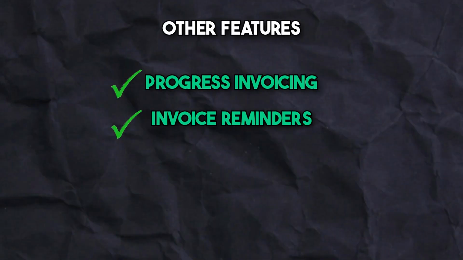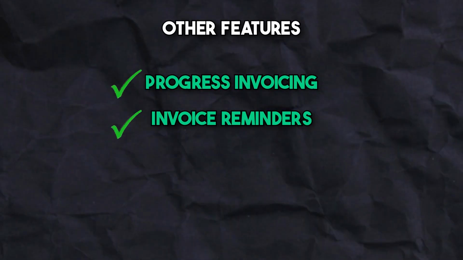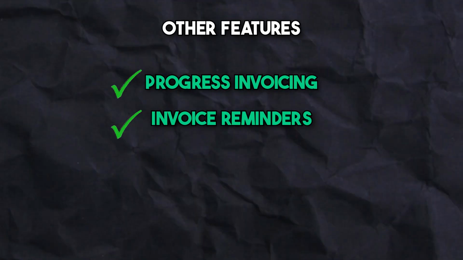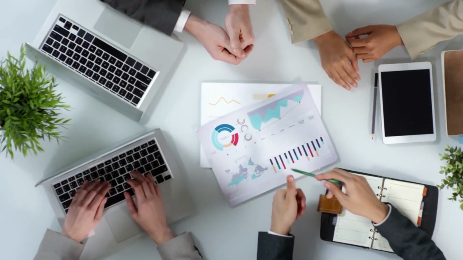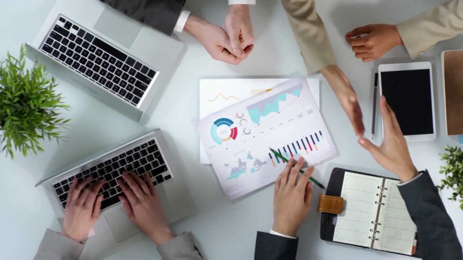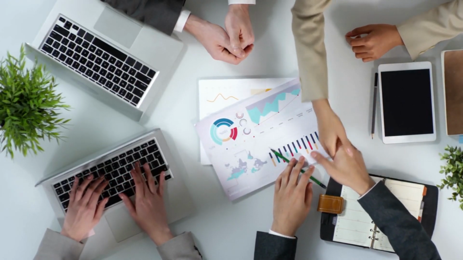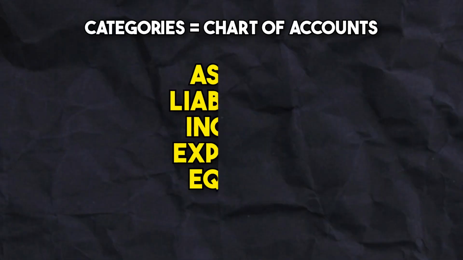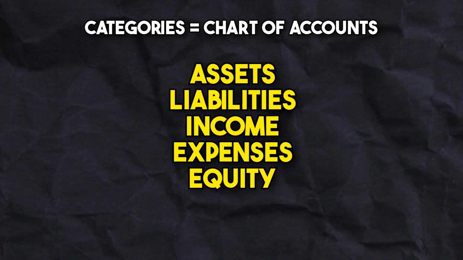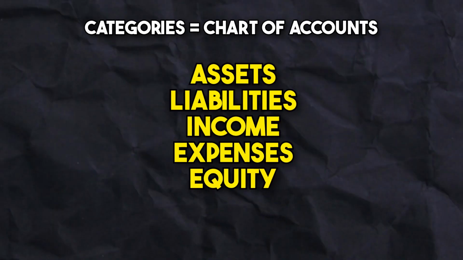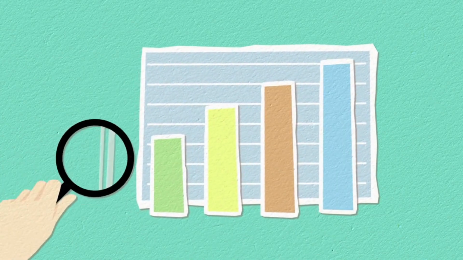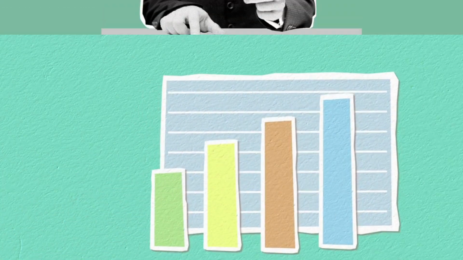Other features such as progress invoicing and invoice reminders are typically not used by Shopify owners and don't need to be optimized. Once these features have been optimized, we can now start creating categories or chart of accounts specific to your Shopify business. These include the assets, liabilities, income, expenses, and equity accounts. These items will help you organize your financial statements so you can make better financial decisions.